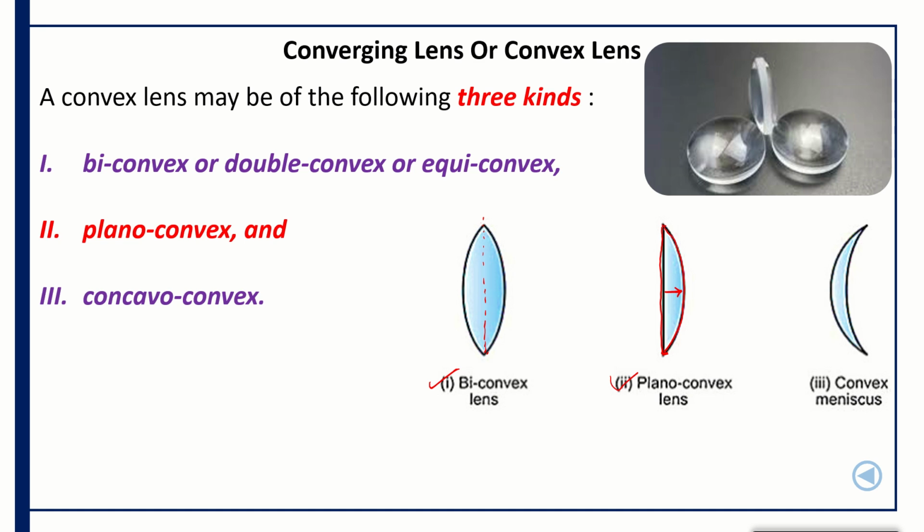Concavo-convex or convex meniscus is where one part is bulged and the other part is scooped out from the plano-convex lens. It looks like that. But still it is thin at the edges and thick at the middle part. So this type of convex lens is known as concavo-convex lens or convex meniscus. So these are three different types of convex or converging lenses.